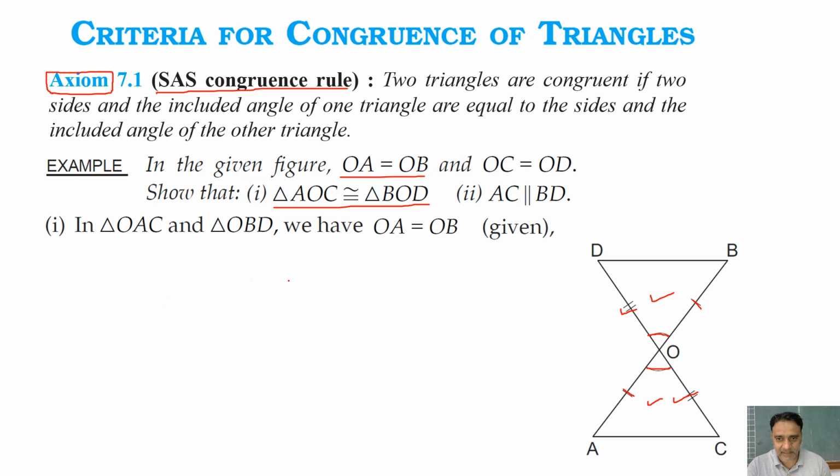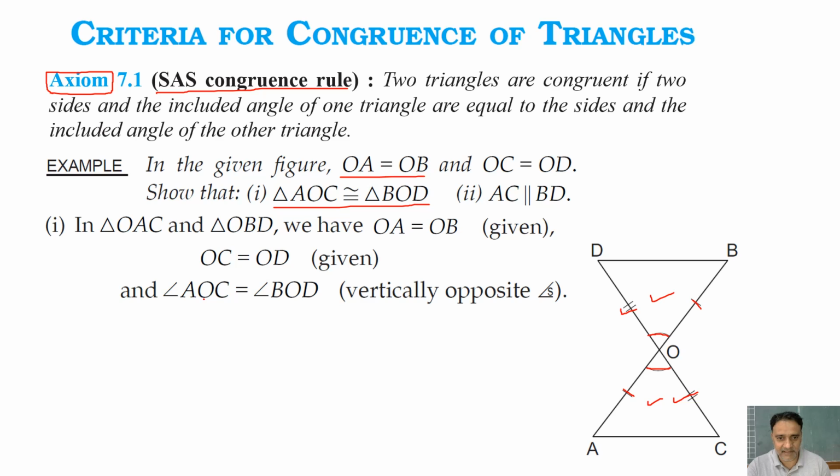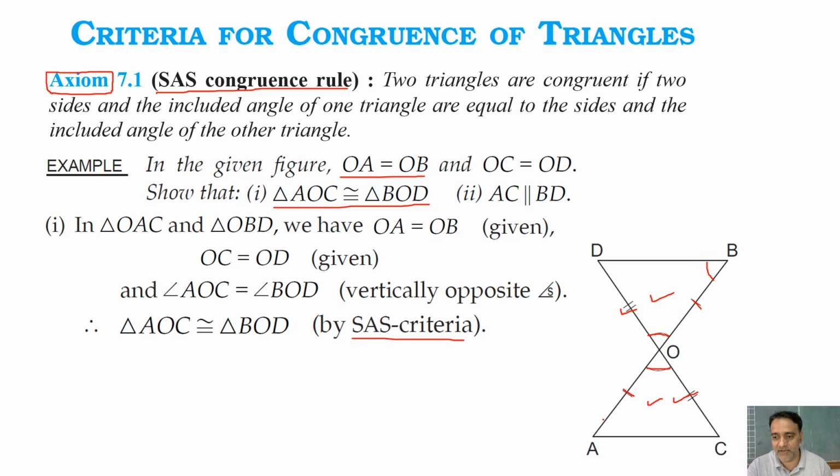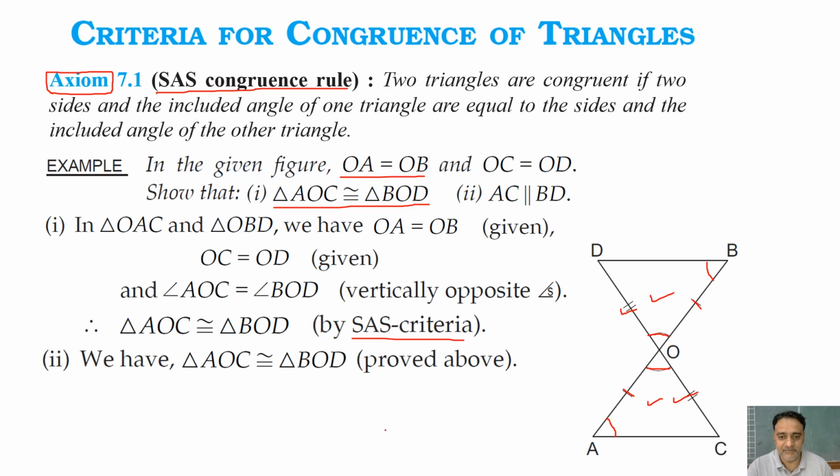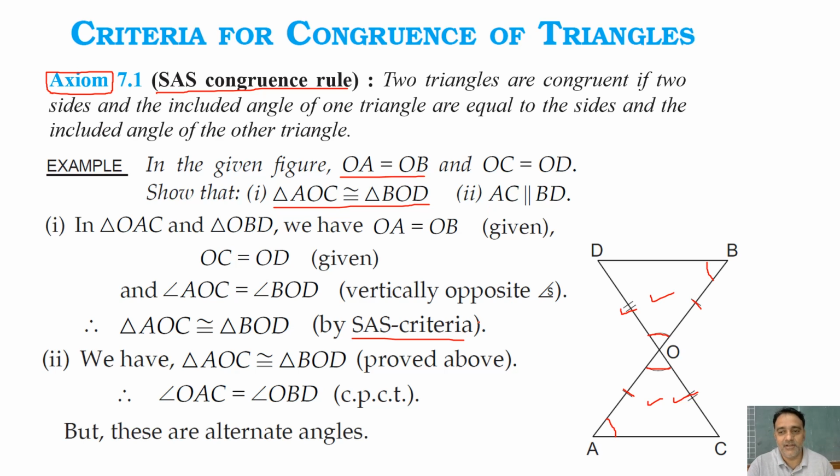So let's quickly recap. First the given, then these two angles are equal, vertically opposite angles. So these two triangles are congruent by SAS criteria. Right. So the first part is over. Now these two angles are equal. Why? Why are these two angles equal? CPCT. Right, very good. CPCT. Okay. So these are alternate interior angles. Therefore, AC is parallel to BD.